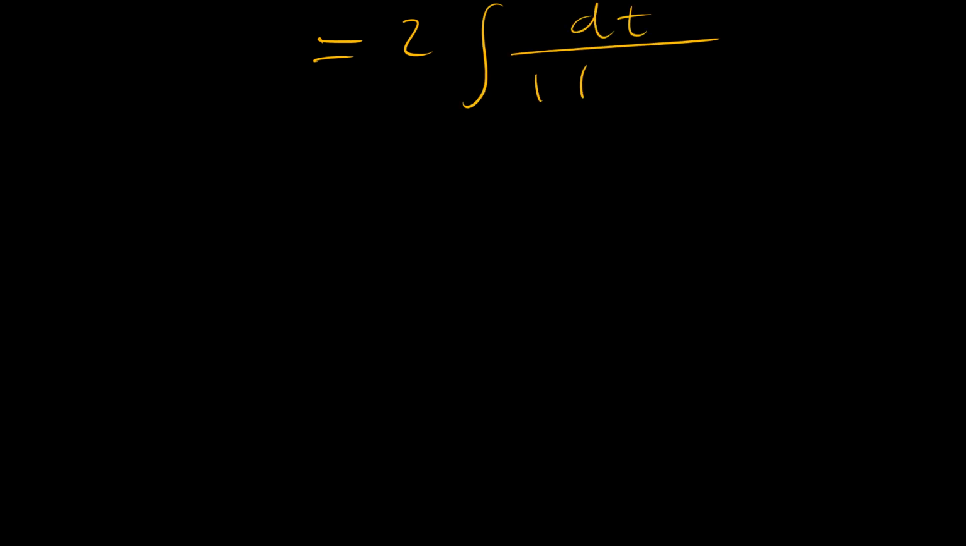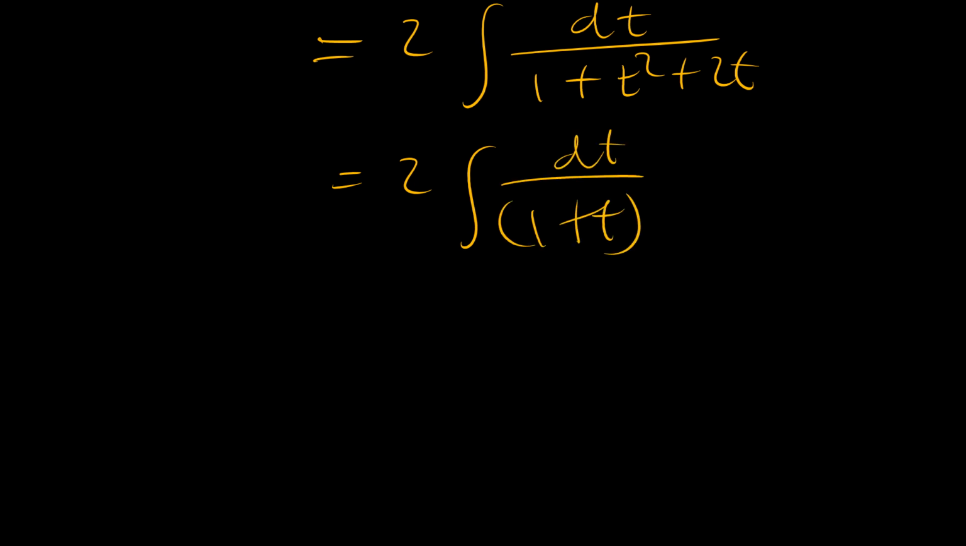dt over 1 plus t squared plus 2t, which is the same as dt over 1 plus t squared. Now we forgot to include our limits there. So this becomes negative 1 over 1 plus t.